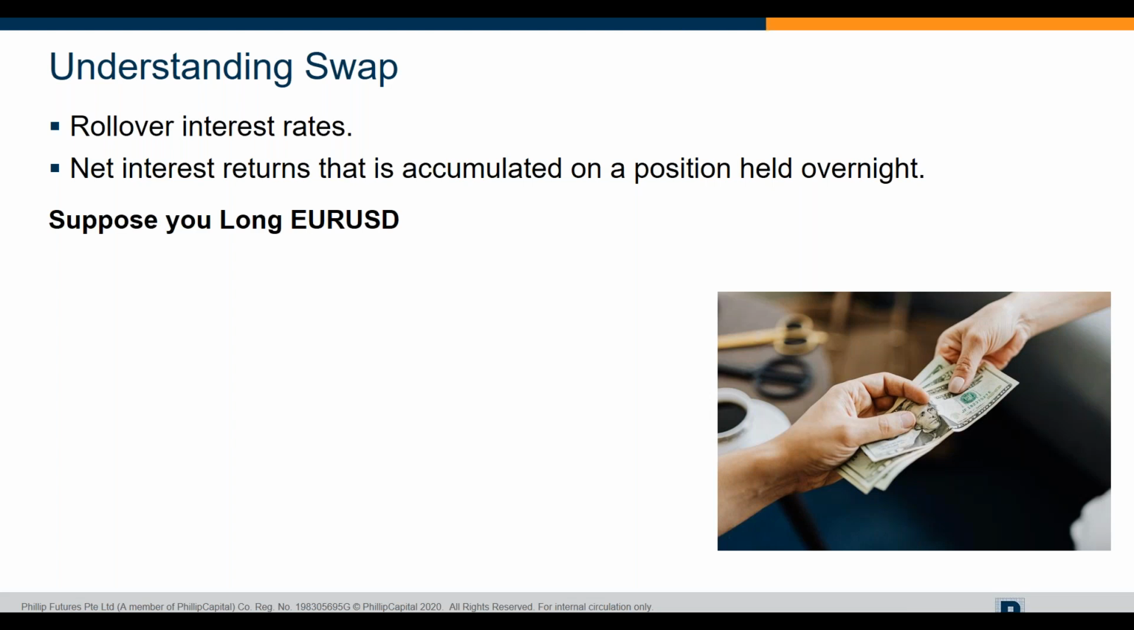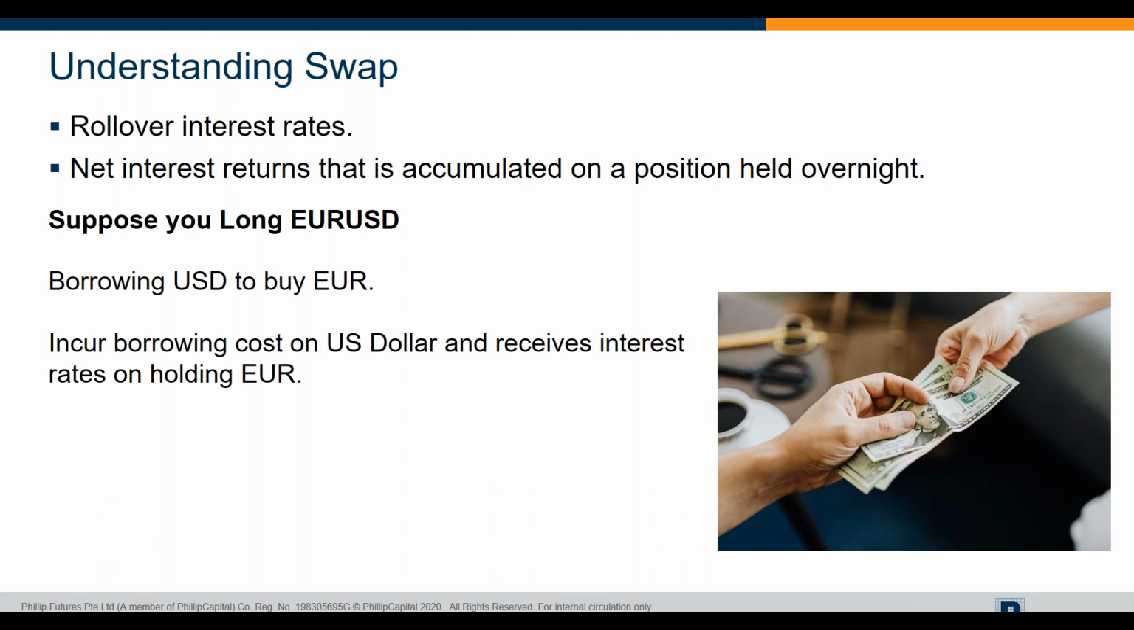So let's illustrate a little with an example. Let's say you long Euro USD. So basically you are borrowing USD to buy Euro, because for us who are starting to trade, we don't have the USD. So we need to borrow the USD to buy the Euro. By borrowing the USD, you will incur borrowing costs on the US dollar.